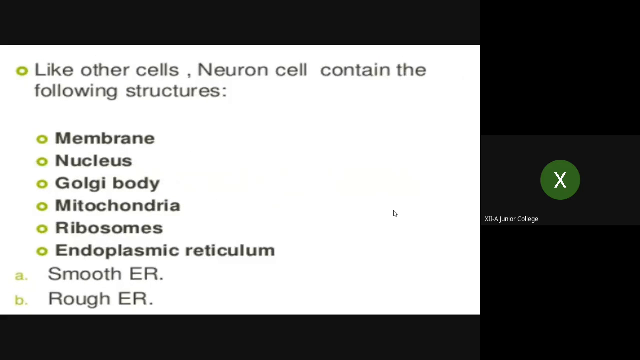Like other cells, the neuron cell contains the following structures as I told you, that is the membrane, nucleus, Golgi complex or Golgi body, mitochondria, ribosomes, endoplasmic reticulum, then smooth and rough ER, all the organelles which are generally present in the normal eukaryotic cell, animal cell, are present.